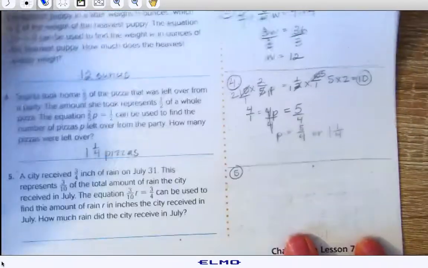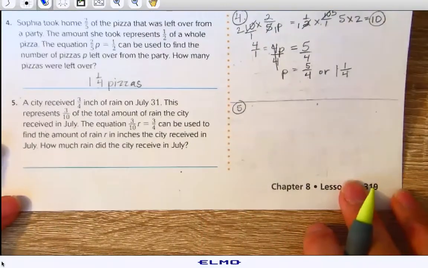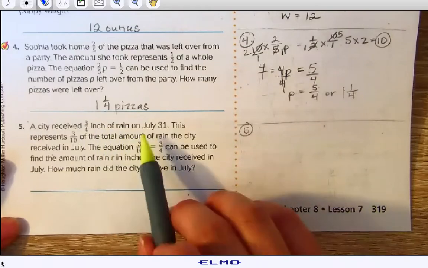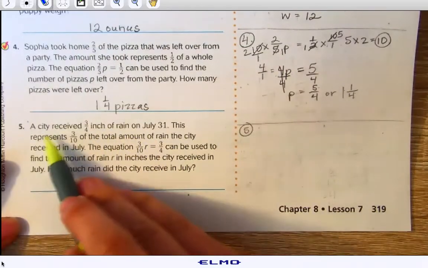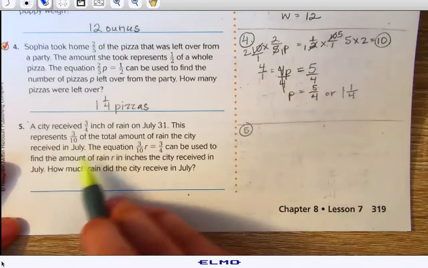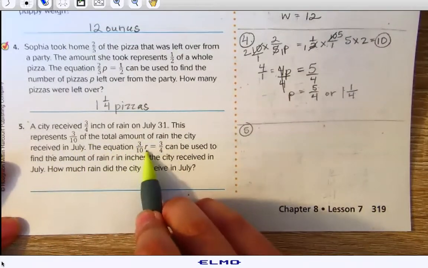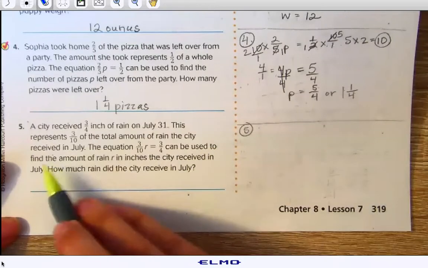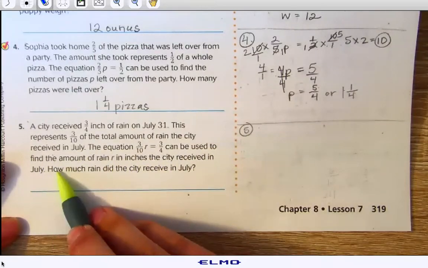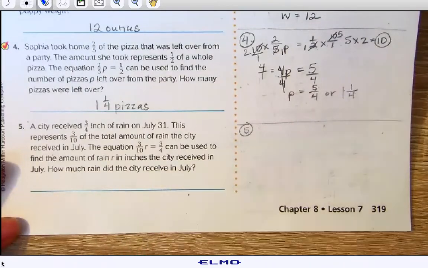So you could have 1 1/4 pizzas left over. All right, one more problem for practice, and then I'm going to let you try on your own. A city received 3/4 inches of rain on July 31. This represents 3/10 of the total amount of rain the city received in July. The equation 3/10 times r equals 3/4 can be used to find the amount of rain, r in inches, the city received in July. How much rain did the city receive in July?